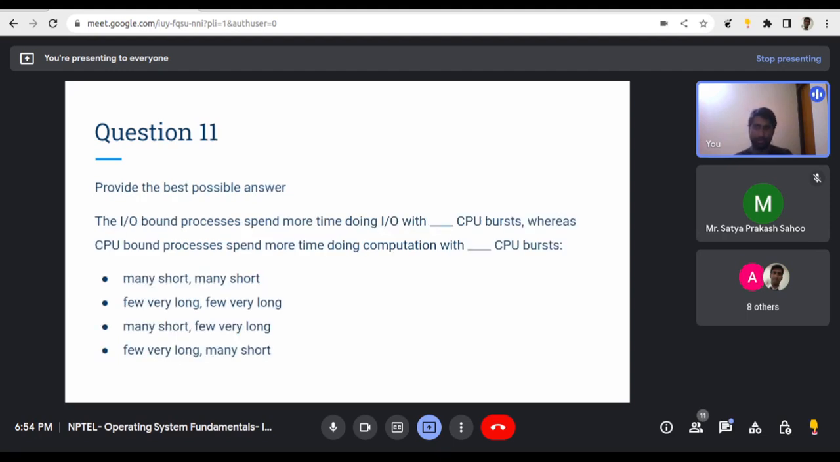So let's move on to the next question. The IO bound processes spend more time doing IO with dash CPU burst, whereas the CPU bound processes spend more time doing computation with dash CPU burst. So what will come in the two blanks? Many short, that is IO for both many short; few very long, many short; or few very long, and few very long; and few very long, and many short. So which of the following will come? IO bound processes, they spend more time doing what?